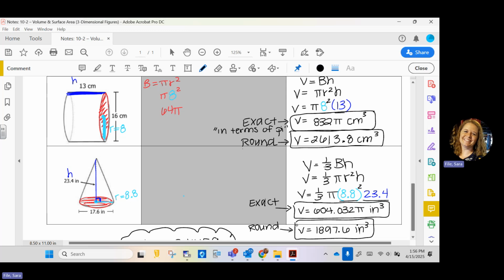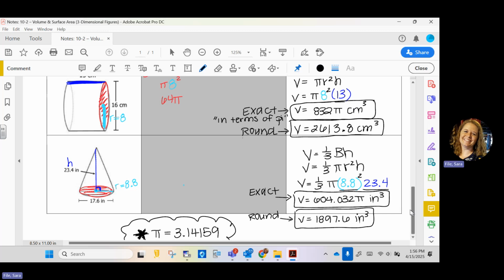So if you have a circle, so cylinders and cones have circle bases, you may be asked to leave your answer in terms of pi. You may be asked to round it to a decimal. Okay, so you have to read your instructions carefully. If you are rounding it to a decimal, in place of the pi symbol, you can type 3.14159. Y'all feel okay about this?